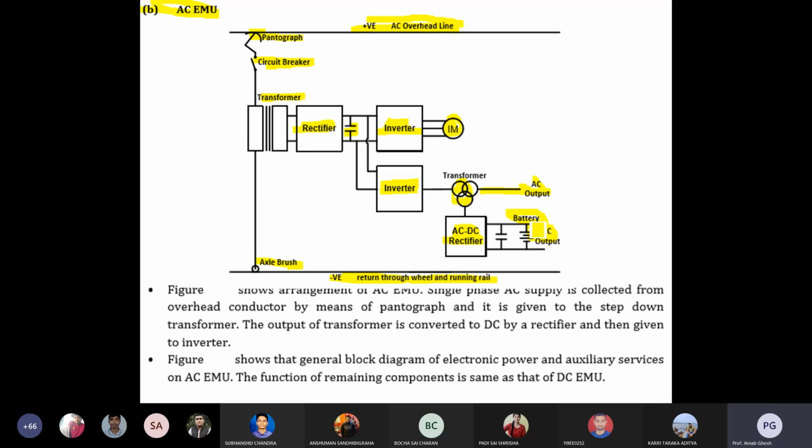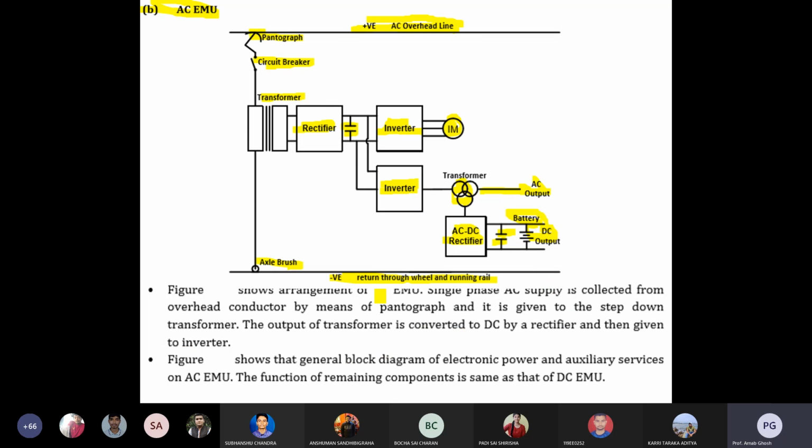Those are the traction batteries. Capacitors are there for smoothing, because there is a ripple. In both cases you can see that a rectifier is there, so ripple is there. You can nullify the ripple by using the capacitor, so you can smooth out that ripple. Here it is a DC path.